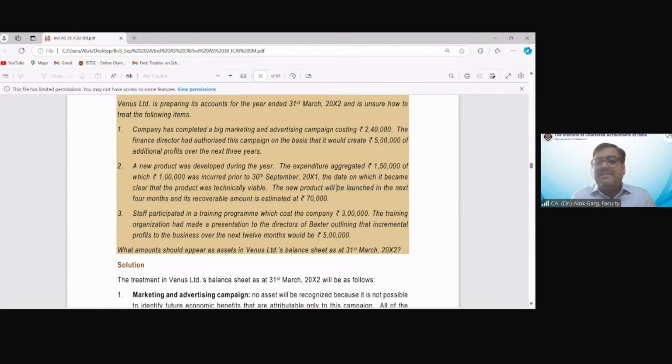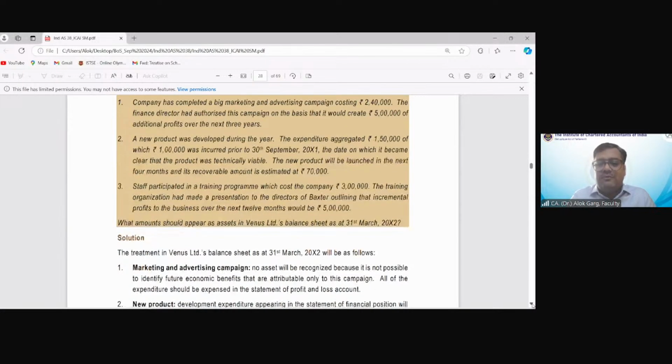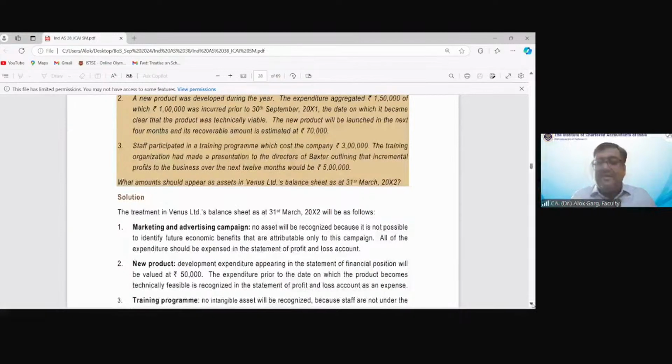What does it mean? The total expenditure was 150 and 1 lakh was up to 30th September 2001, and on 1st October it was clear that the product became technically viable. 150 में से 1 lakh कौन से फेज का है? रिसर्च फेज का है या डेवलपमेंट फेज का खर्चा है? Research phase, sir. So research phase 1 lakh will go to P&L. And what about 50,000? Capitalize. 50,000 has to be capitalized as an intangible asset under development.